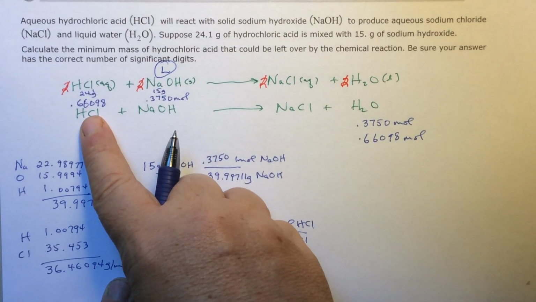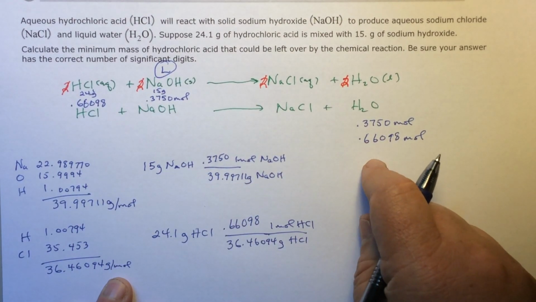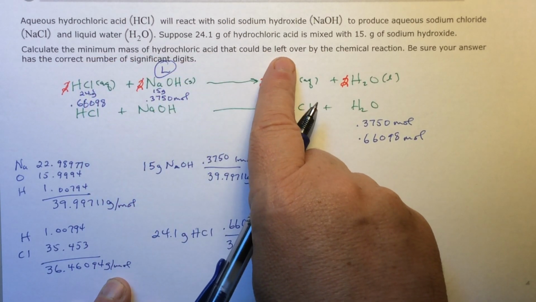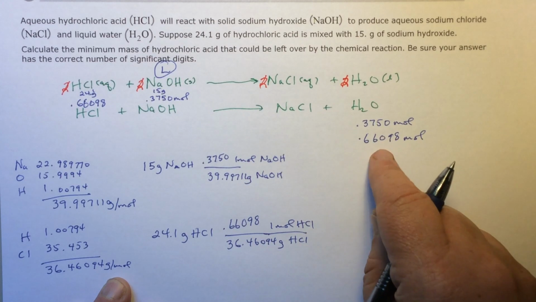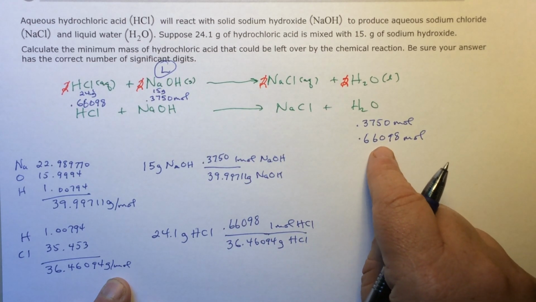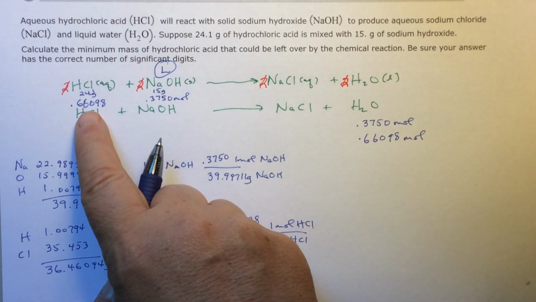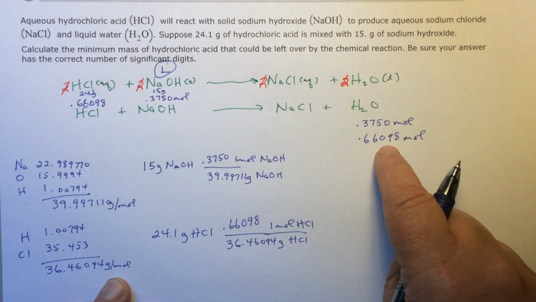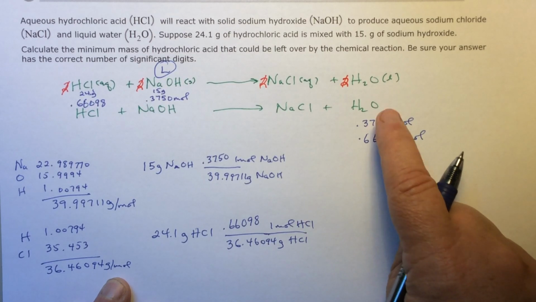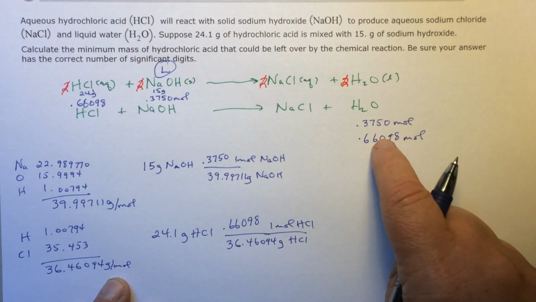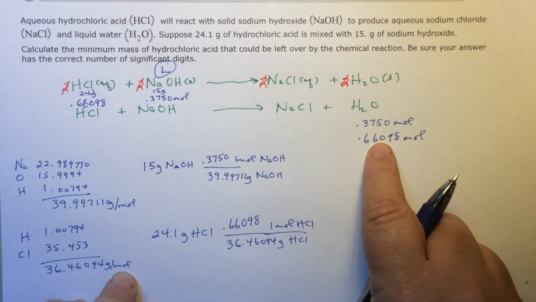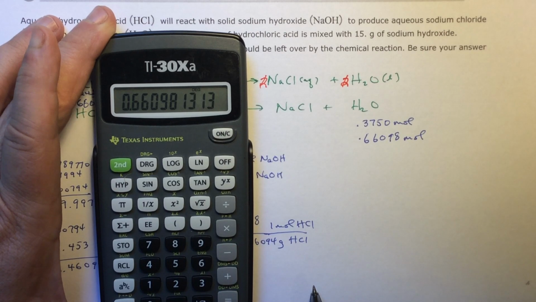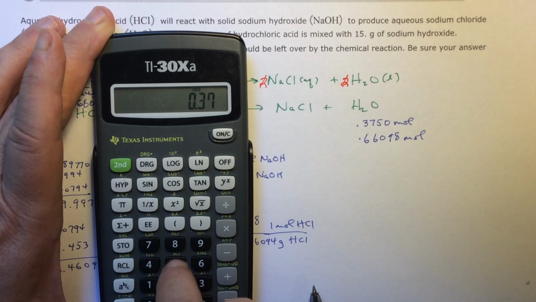This is what I've got left over. How much left over do I have? That's what they're asking. The minimum mass of acid left over. Well, here's how many moles I have of this, and here's how many moles I have of this, and this is what I can make. So this is how much I have, and this is how much I use up. So I'm going to have some left over. Subtract these two amounts. Okay, so take the 0.66 and subtract the other, 0.3750.